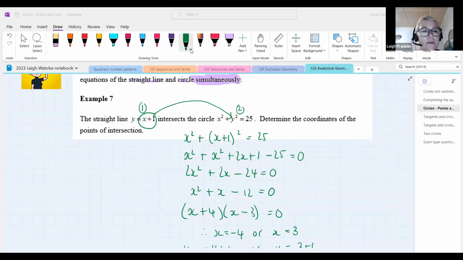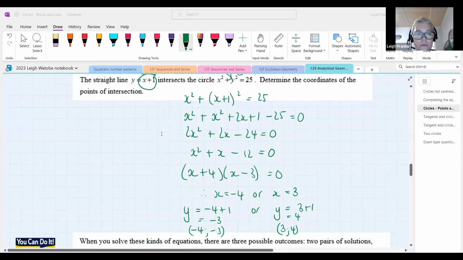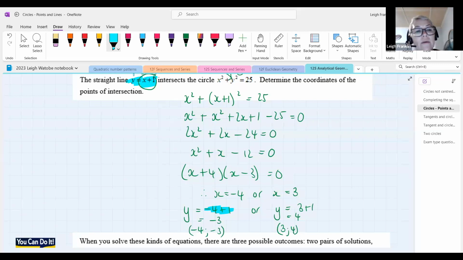Bonga, do you have a question? Yes, ma'am. I wanted to ask why are we adding +1 to the -4 and +3? Oh, because you're using this equation over here to solve for the corresponding y coordinate. Okay, so that's what I'm subbing into. This is y equals x plus 1. Okay, so I'm just subbing back into the other equation.